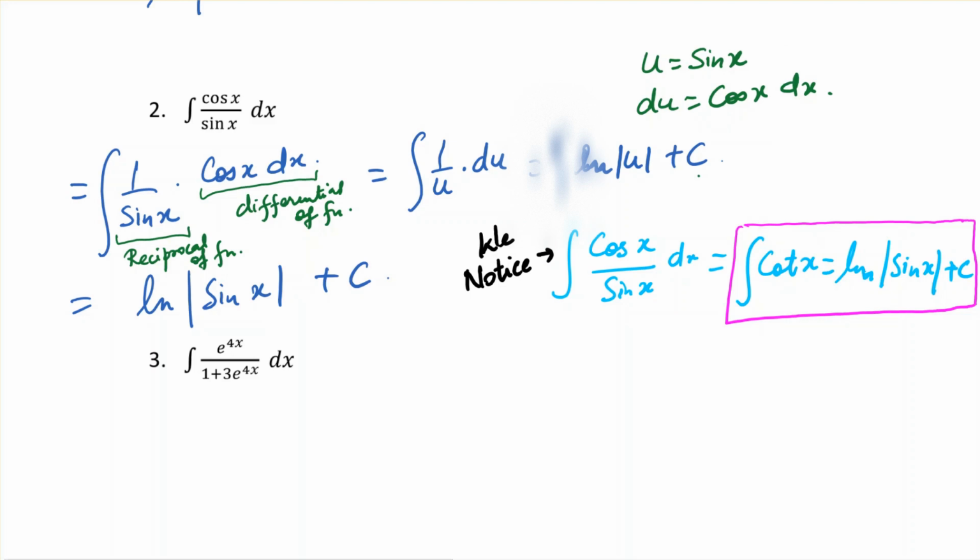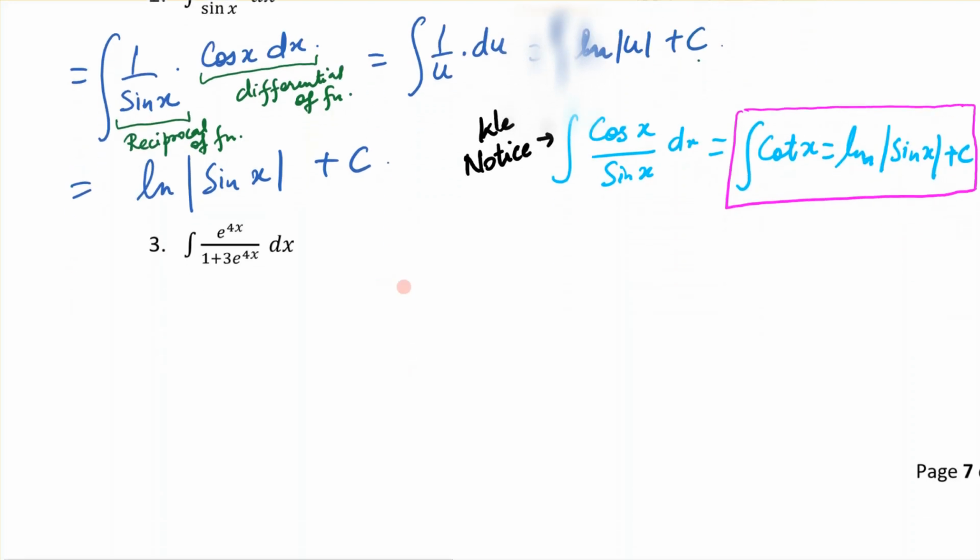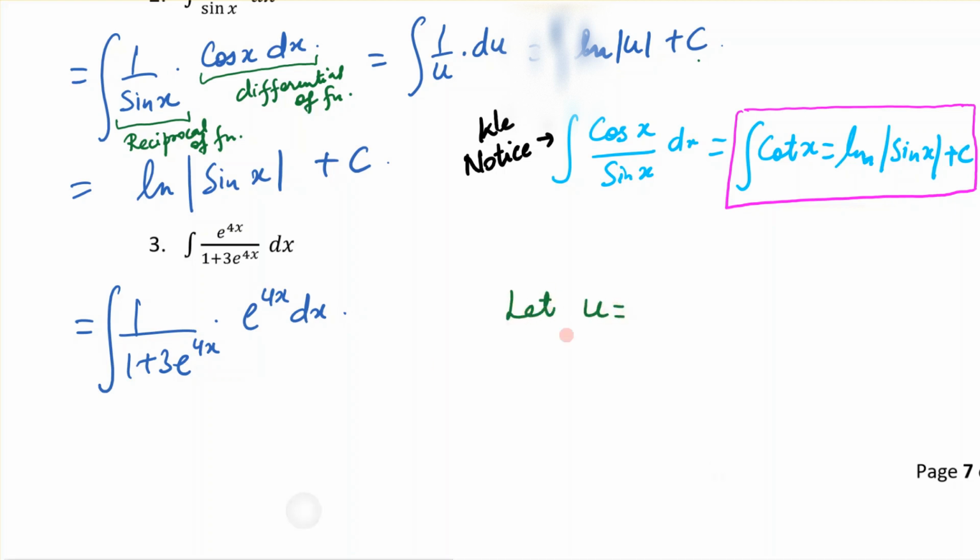In the next one, again, we notice that in the denominator we have 1 plus 3 e raised to power 4x, and in the numerator we have e raised to power 4x dx. So if we do the substitution, let u be equal to this denominator, which is 1 plus 3 e raised to power 4x, and then we take the derivative first.